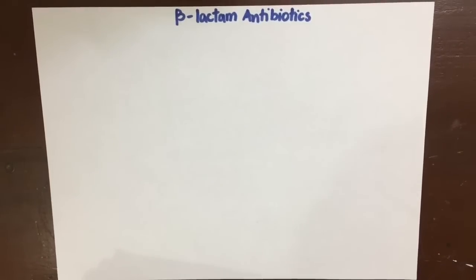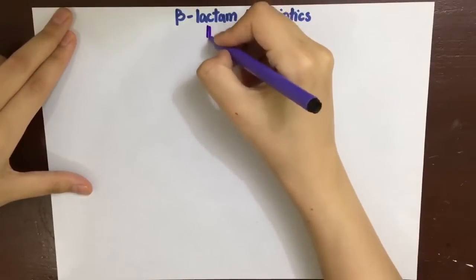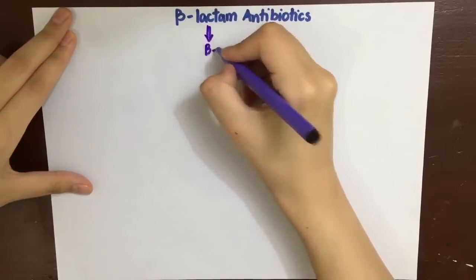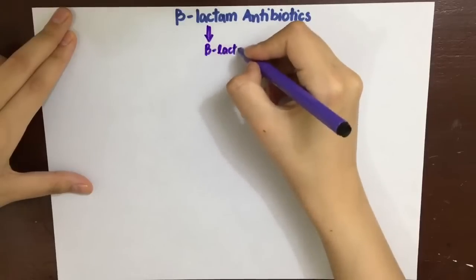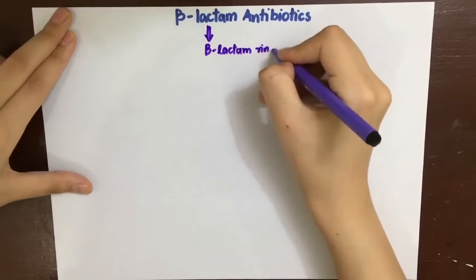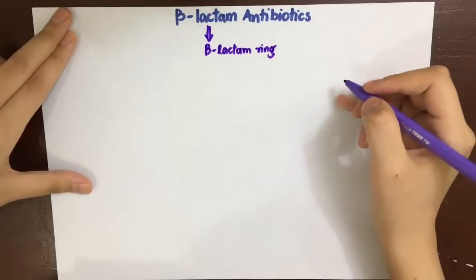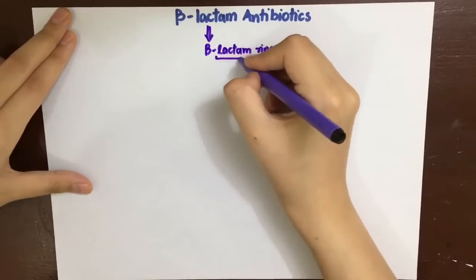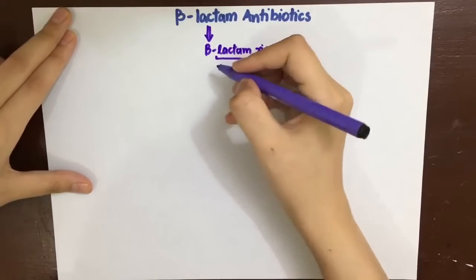Antibiotics are substances that kill or inhibit the growth of other microorganisms. In this lecture specifically, we'll talk about beta-lactam antibiotics and study penicillin in detail. Looking at beta-lactam antibiotics, we first need to describe why they are called beta-lactam.